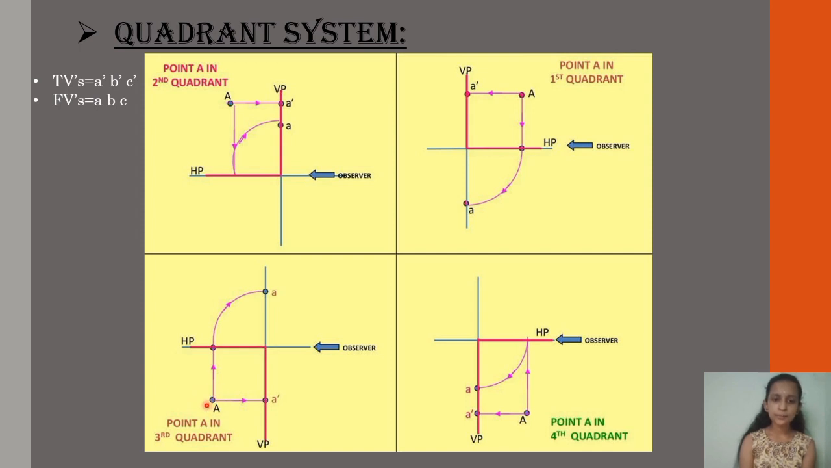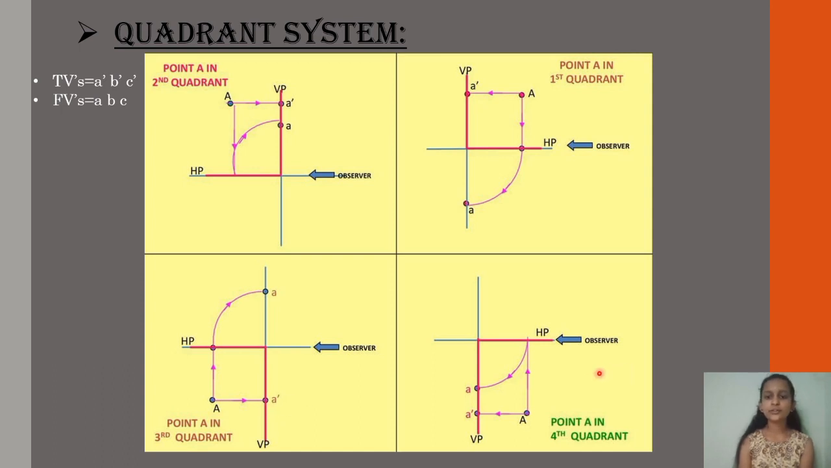The point lies below the horizontal plane and behind the vertical plane. Initially, when it is observed, the top view of the point lies on the horizontal plane and the front view lies on the vertical plane. We know that the vertical plane is stationary, so the horizontal plane, on which the top view lies, is rotated at an angle of 90 degrees. Finally, the top view lies above the XY line and the front view lies below the XY line.